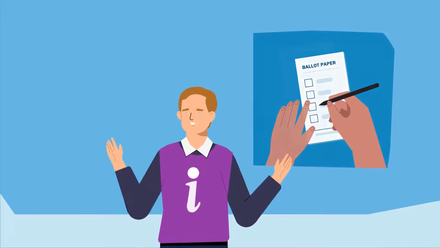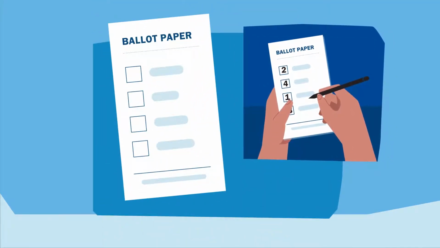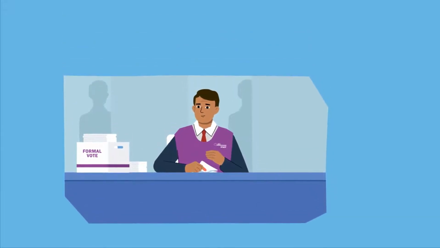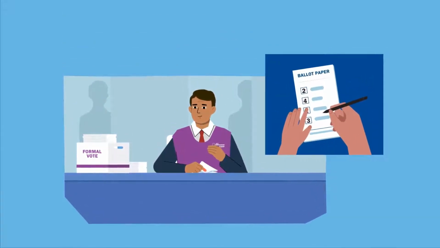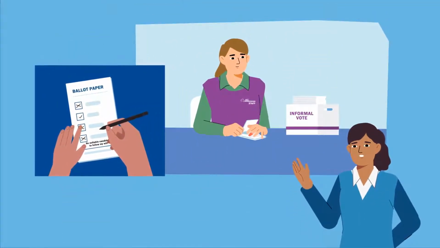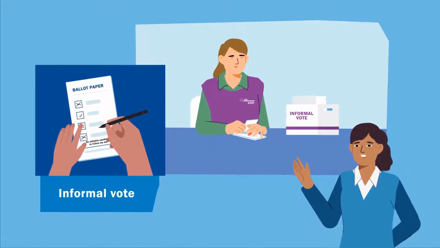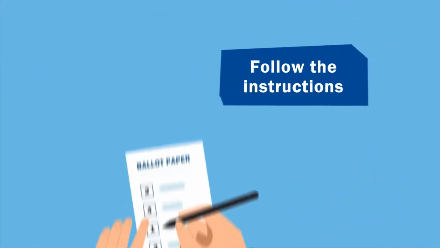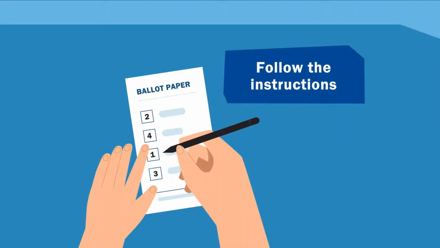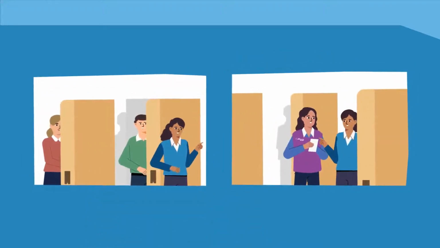When you go to vote, make sure you fill in your ballot paper correctly so that you don't waste your vote. A ballot paper that is filled out correctly and can be counted in an election is called a formal vote. And a ballot paper that isn't correctly completed is an informal vote and can't be included in the count. Always follow the instructions on your ballot paper. If you're voting in person, you can ask an election official to help.